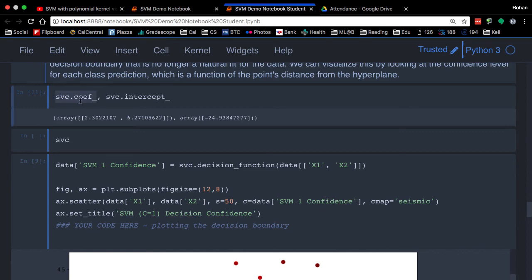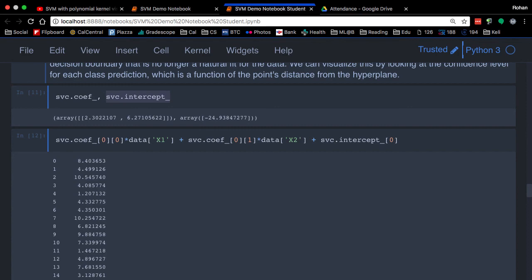SVC, you don't have to write this down. I'm just going to show you this. SVC coef 0 times our data x1 plus data x2 plus the intercept. This is basically the equation of our line. Don't worry about this double indexing, it's just getting the zeroth element. So this is W1 times X1 plus W2 times X2 plus our intercept. That's basically WX plus B. That's a line. Does everyone follow that? Okay, that's our line.